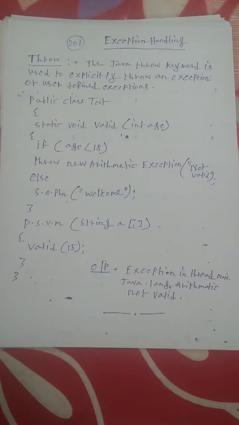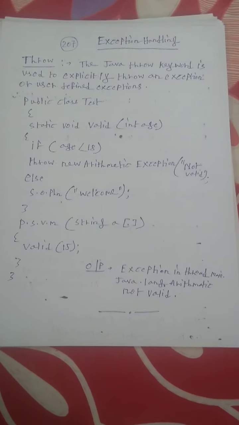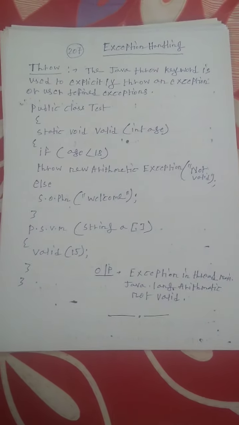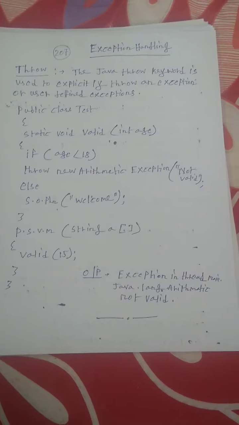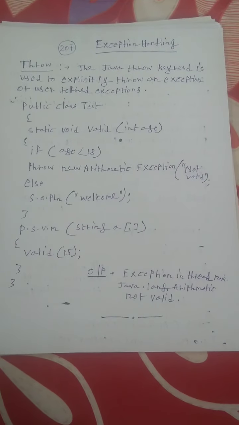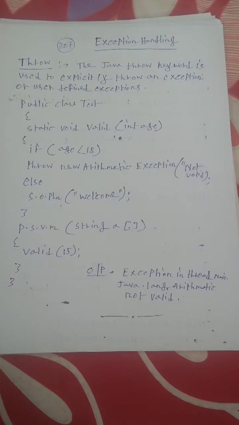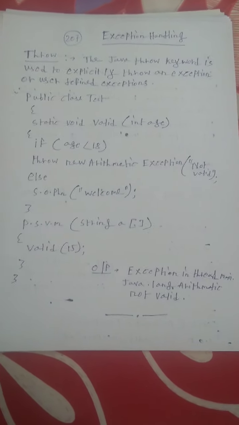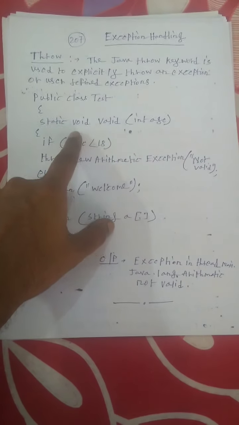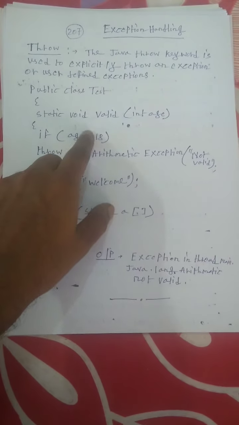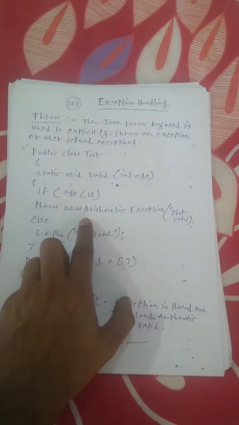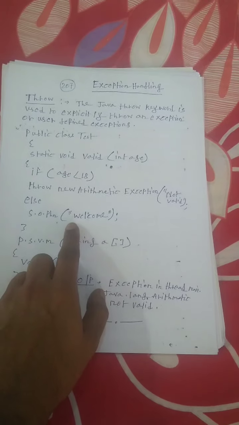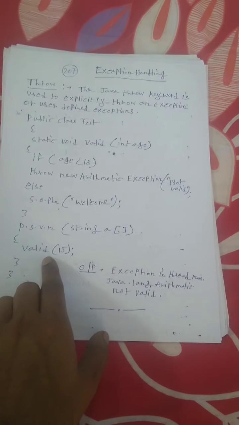Java throw keyword is mainly used to explicitly throw an exception or a user defined exception. The user can define any exception that can occur, and then this part will be handled by the throw block. So public class Test, here we create a class. Here we write a void valid method, where we check whether the age is valid. So here the arithmetic exception is thrown as not valid. Else, in the else part, welcome will be printed, and here we call valid with 15.